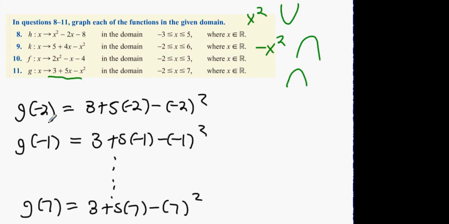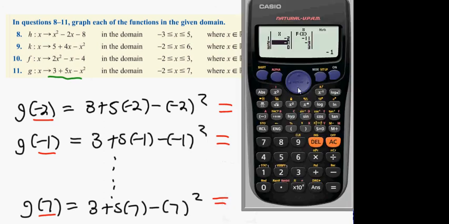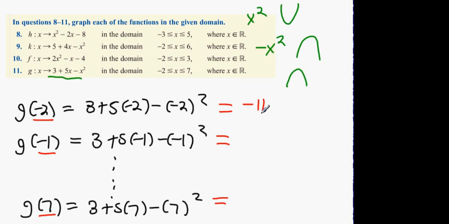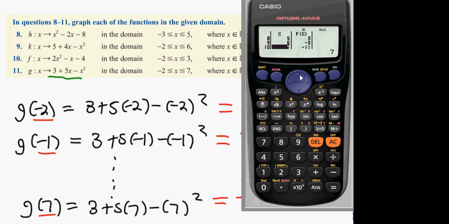Now, this part here, these are the x values, and the answer you get from each part. So for example, I'm just going to take down 3 values here. It's going to be minus 11, minus 3, and minus 11. So for example, the point minus 2, minus 11 is a point, the point minus 1, minus 3 is a point, the point 7, minus 11 is a point. You've got to plot all of these points out on the graph.